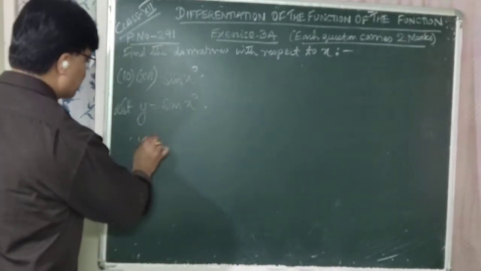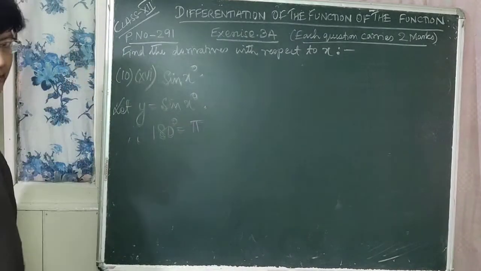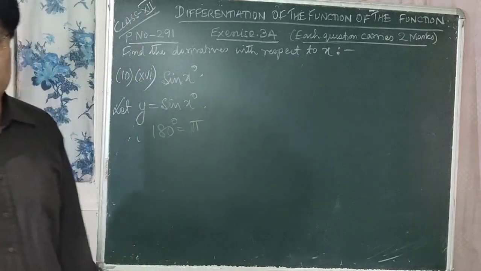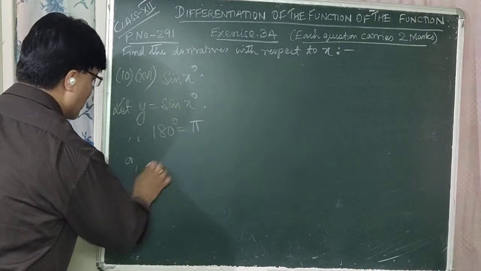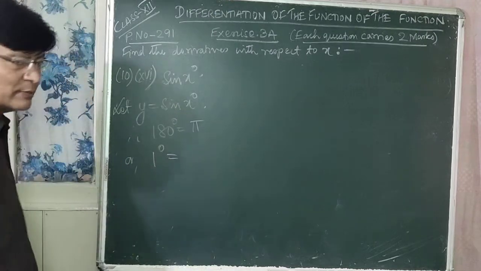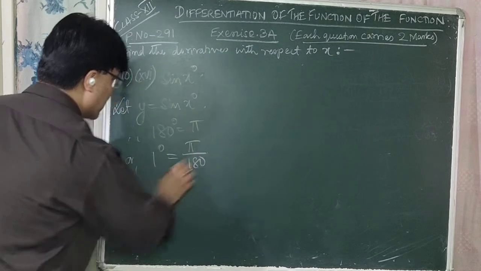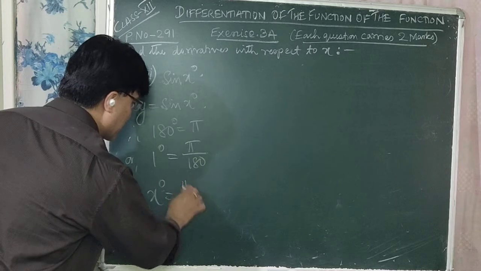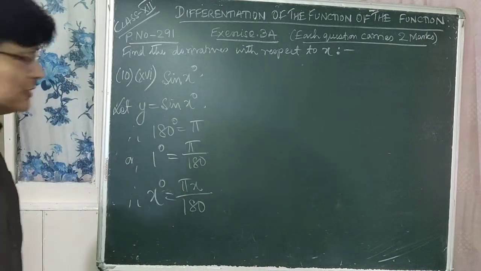You know that 180 degree is equal to pi radian, isn't it? So radian is circular measure, and degree is sexagesimal system, right? So what is 1 degree equal to? Let us use the unitary method. So 1 degree is equal to pi by 180, and what about x degree now? It is pi x by 180, right?